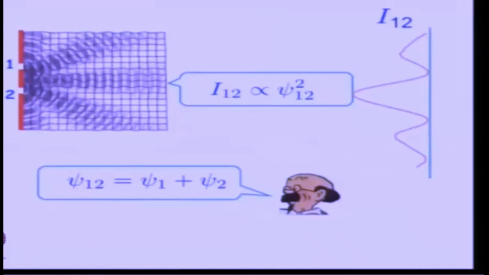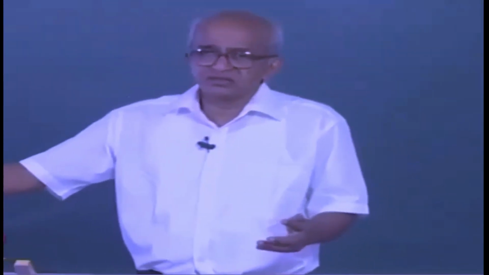So this is the pattern that you will get. Now suppose you did exactly the same experiment with electrons. How will you do the experiment? You will imagine that you have an electron gun. The electron gun is going to shoot electrons.